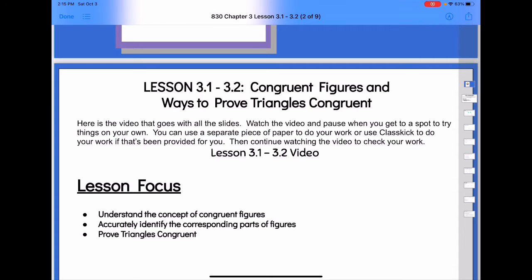It's very difficult to prove all different types of shapes are congruent. Triangles are pretty much the most basic ones, and you can do the most with them. So that's where we start with just ways to prove triangles congruent. So that's what we're going to get going here in chapter 3.